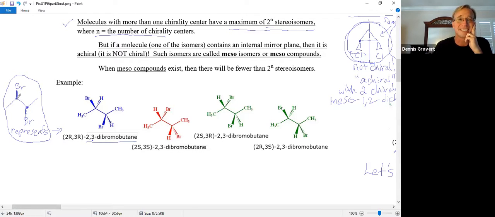Where are the chirality centers? On carbon 2, I've got a methyl, a bromo, and a 2-carbon group with a bromine on it, and then the unwritten hydrogen. Hey, that's 4 different groups. This is a chirality center. And carbon number 3, same deal. It's also a chirality center. The molecule has 2 chirality centers, so there's 2 to the second power, or 4 possible, or maximum, stereoisomers. And then just get systematic. Just go through all the combinations, right?